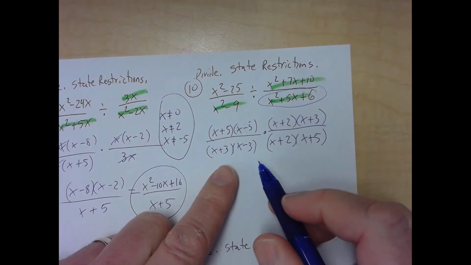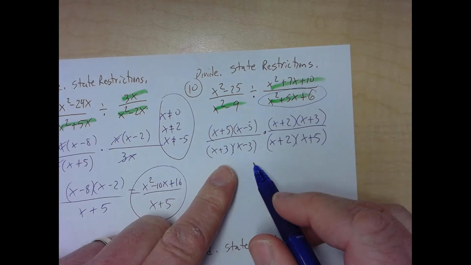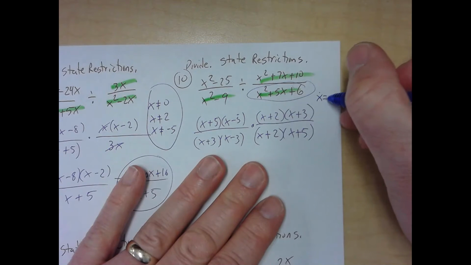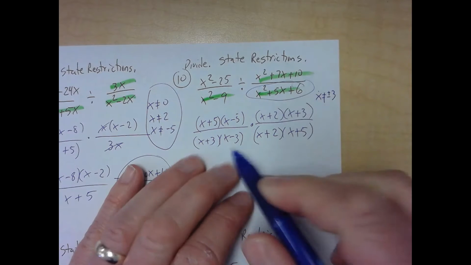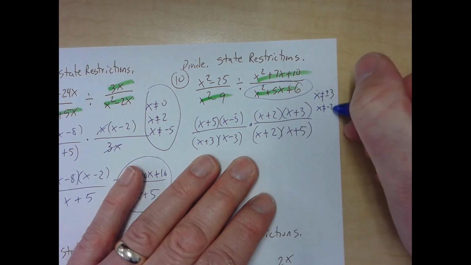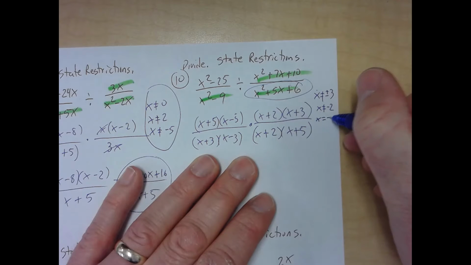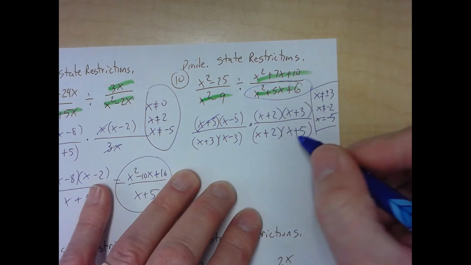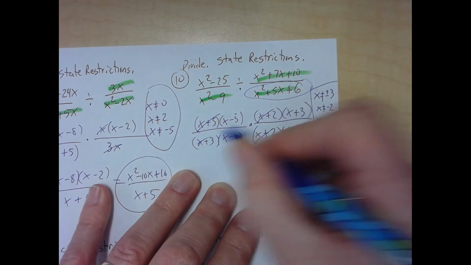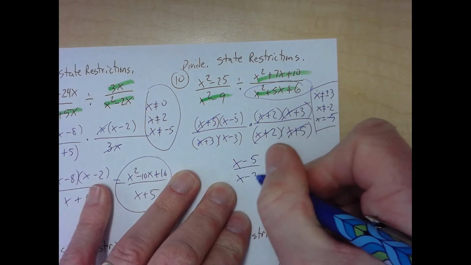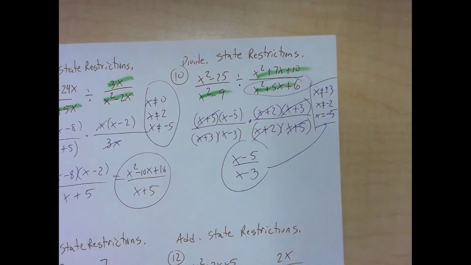Okay, so I need restrictions of 3 and negative 3. So x cannot be plus or minus 3. And then negative 2. And then negative 5. So those are the restrictions there. Now I can start hacking things away. Gone, gone, gone, gone, gone, and gone. So the only thing that's left is x minus 5 over x minus 3, and then those are the restrictions.